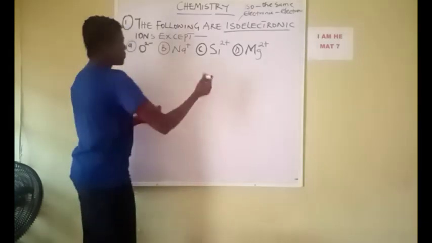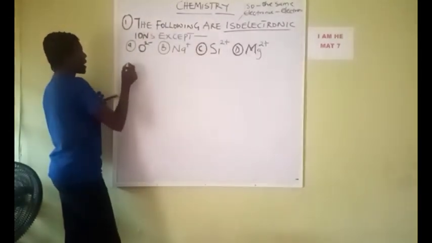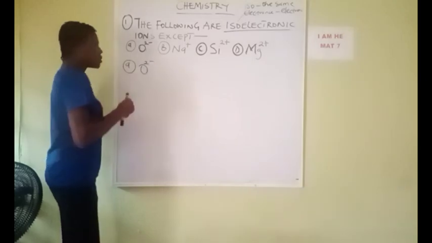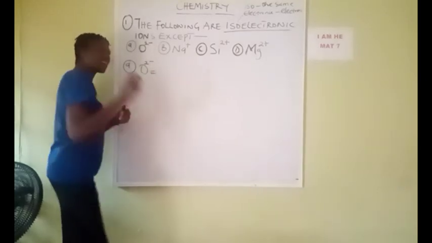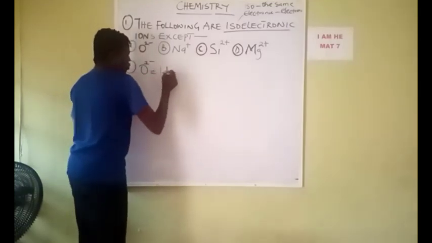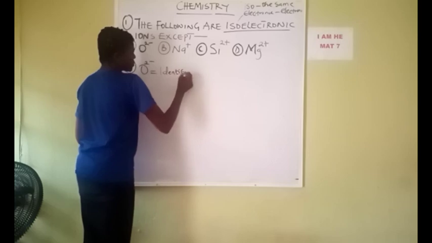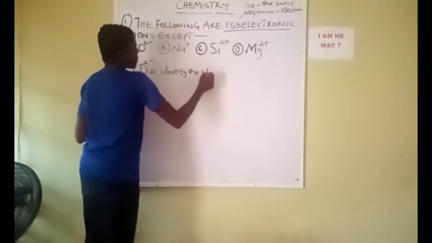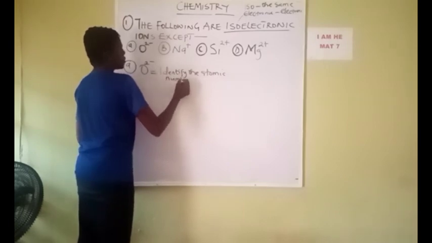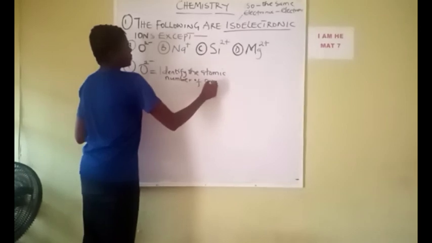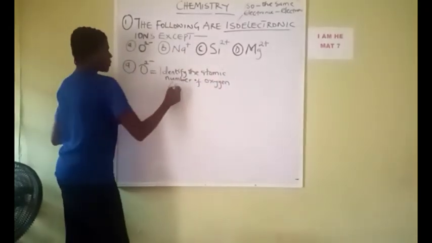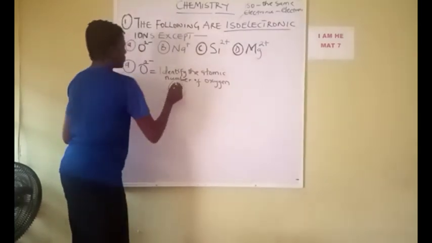So let's analyze them briefly. Let's start with A, that's oxygen. Oxygen is having 2 minus. Now, first of all, what is the atomic number of oxygen? First of all, identify the atomic number of oxygen. And that is 8.